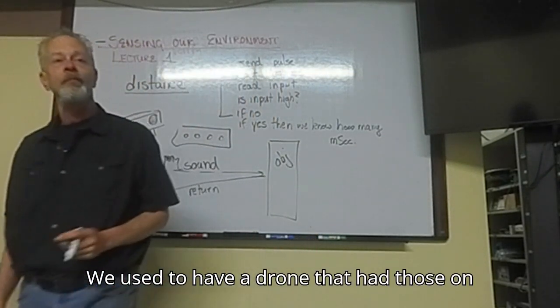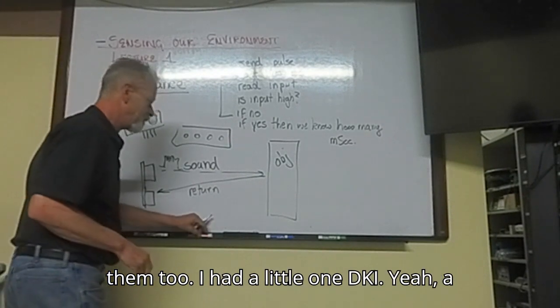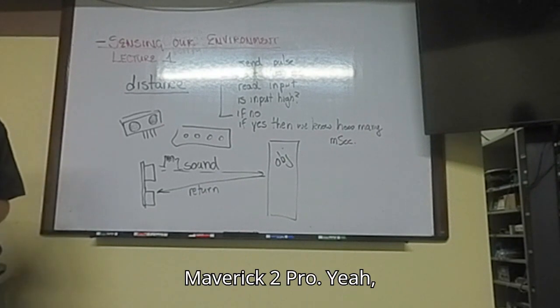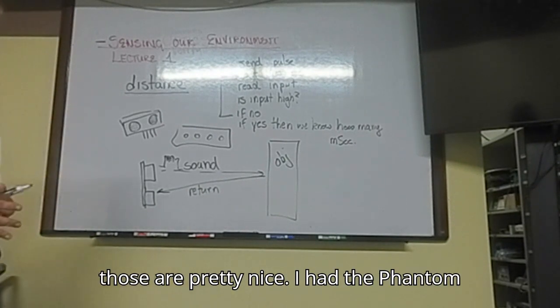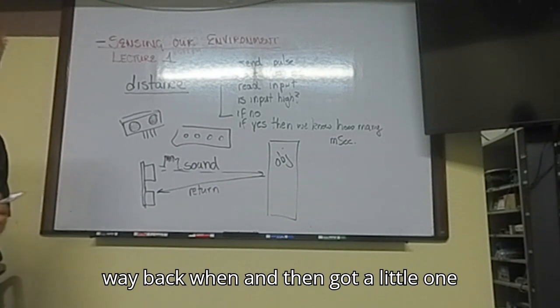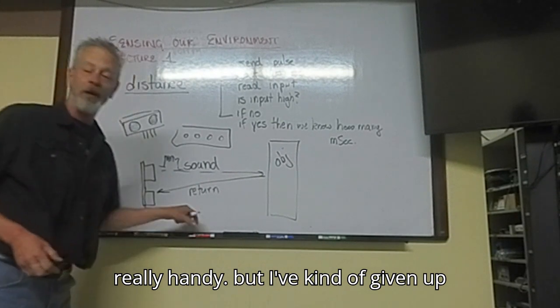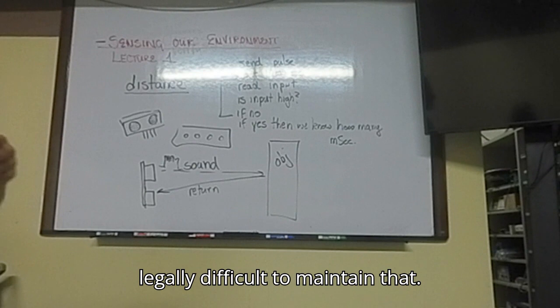We used to have a drone that had those on all the sides of it. Yep, drones have them too. I had an optical one, a DJI. Yeah, a little Spark. I had a Spark. I had the Mavic 2 Pro. Yeah, those are pretty nice. I had the Phantom way back when, and then got one of those little pocket Sparks that are really handy. But I've kind of given up on that ever since it became legally difficult to maintain that.